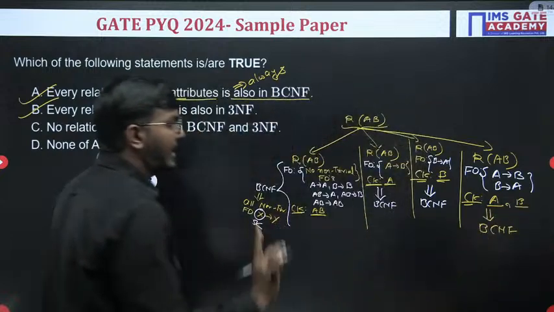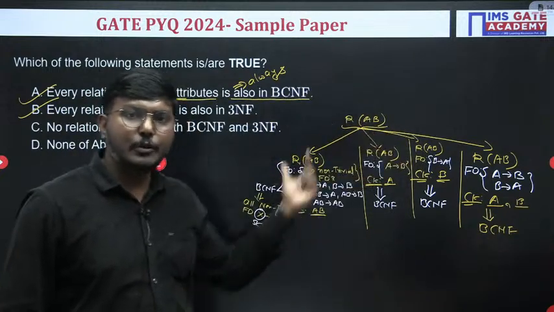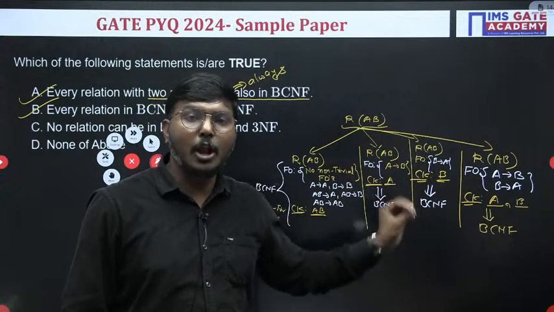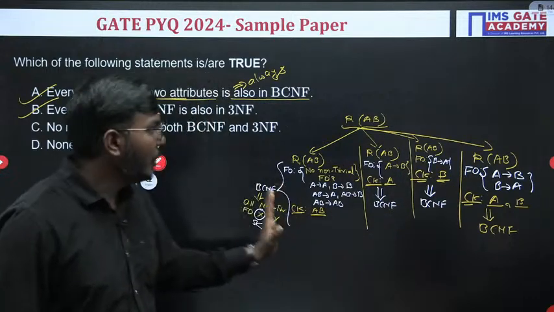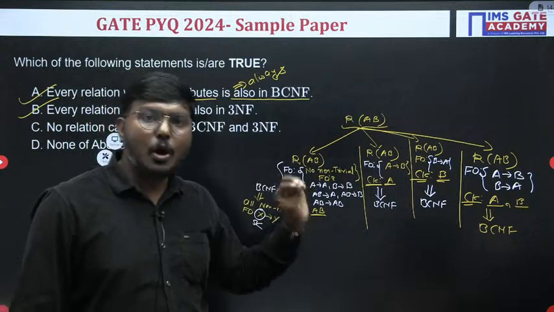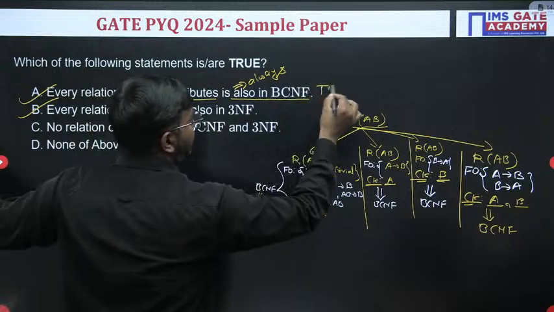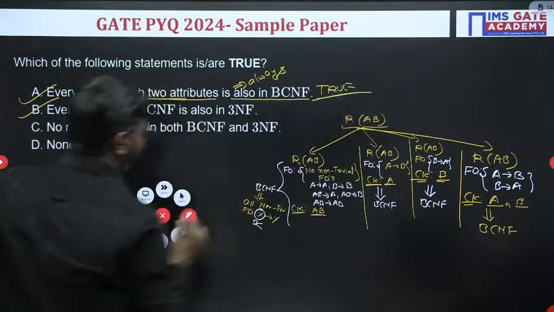So a relation with two attributes, however you decompose it in all possible ways, all the possible outcomes will always be in BCNF. With two attributes, a relation will always be in BCNF. Fine, so the first option is clear. The first option is a true statement. Very good.